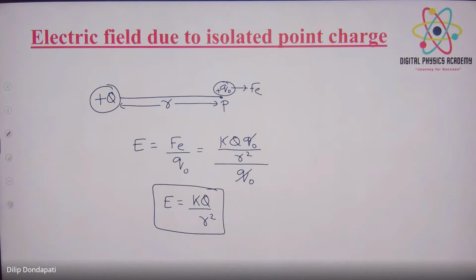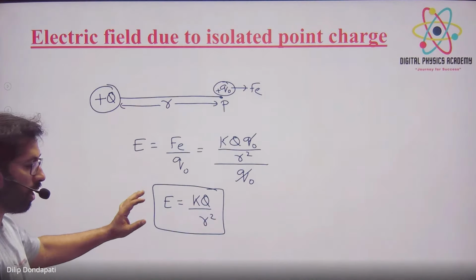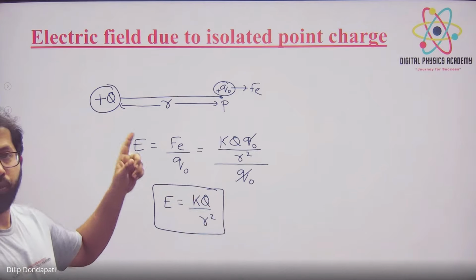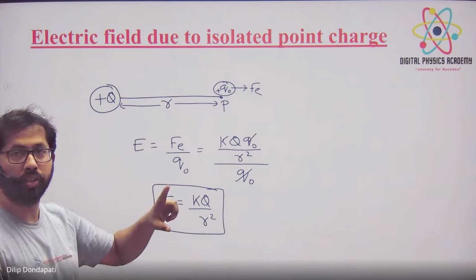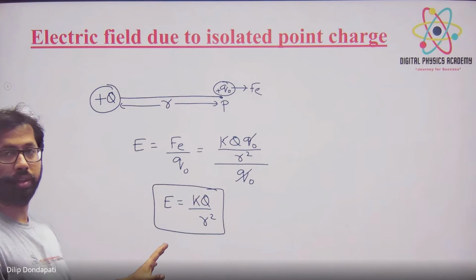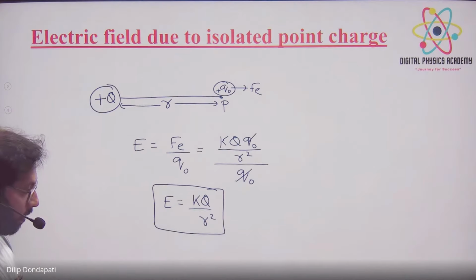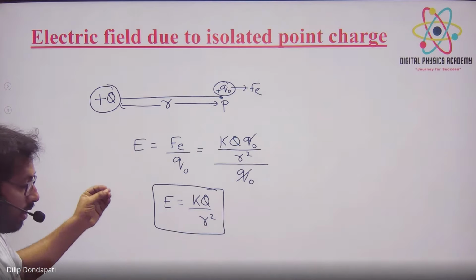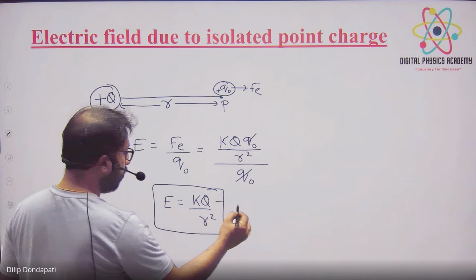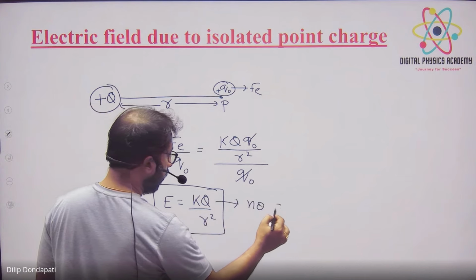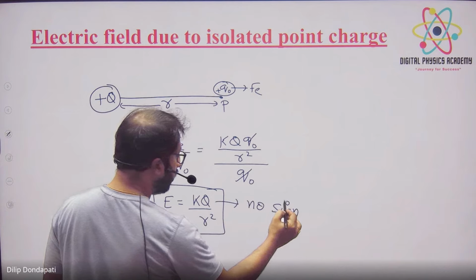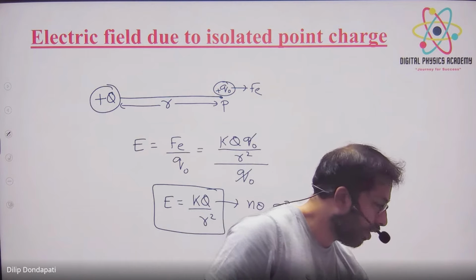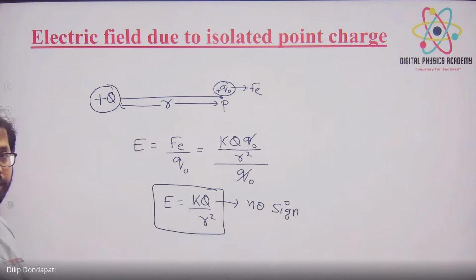This is the formula, K Q by R square. Here there are not two charges, only one charge. For force it is K Q1 Q2 by R square, and electric field is K Q by R square. And K value you know. Here we should never put the sign. When you are doing numericals, we should not put the sign, because we are already putting the direction. Again, we should not put the sign.